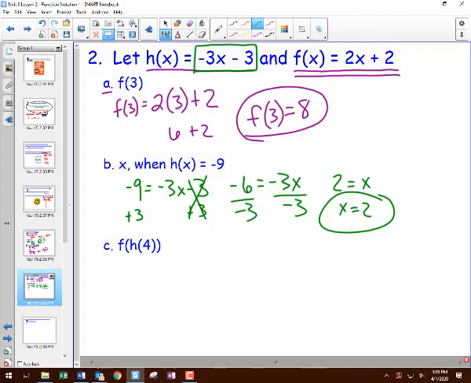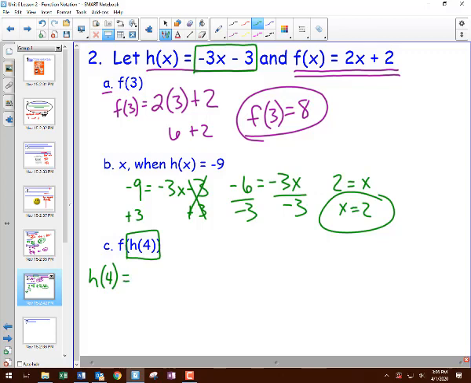Okay, probably the trickiest one to do here, because now they have an f and an h. They're essentially going to make you use both of those equations from the top of the page. Start with the inside. Okay, forget about the f for just a little bit. Find h of 4. Okay, well, h of 4 means we use the negative 3x minus 3.